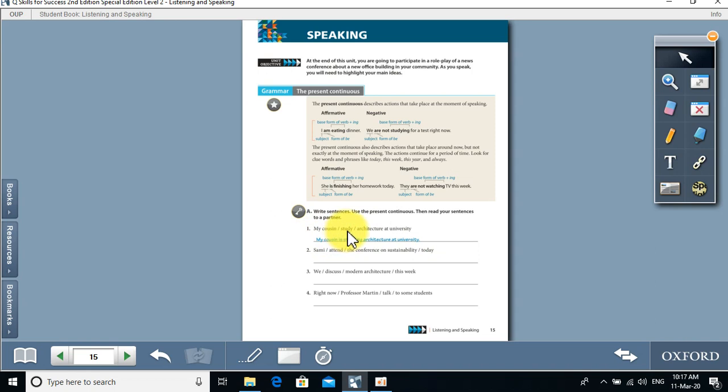So you change the form of the main verb, that is study, so it should be studying, and you put another verb before that, that is the be form of the verb according to the subject. Because the subject is third person singular, it should be is. Now you can solve the rest of the sentences by following this method. So there are four sentences in all.